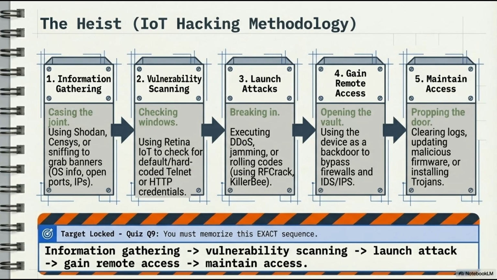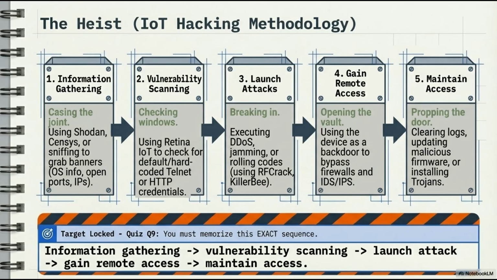Step 4, gain remote access. Opening the vault by using the device as a backdoor. And step 5, maintain access. Propping the door open. This is the ultimate goal. You clear logs, install Trojans, just stay hidden inside. Target locked. You must memorize this exact sequence. Information gathering, vulnerability scanning, launch attacks, gain remote access, maintain access. Do not mix those up.